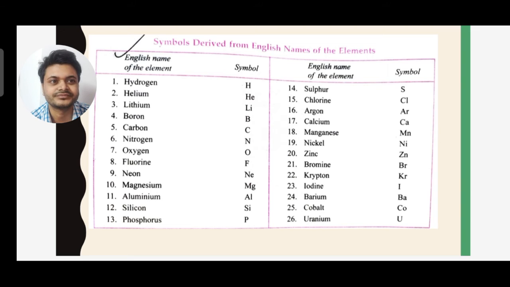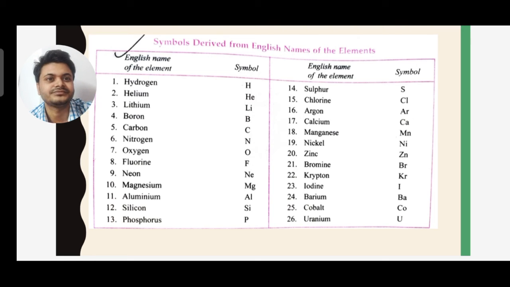These are taken from the English names of the elements. From the name hydrogen, the first letter is taken, H, and a few have taken the first and second letters. You can see in the case of helium, He, as well as a few that use the first and third letter of the word, like manganese, Mg.